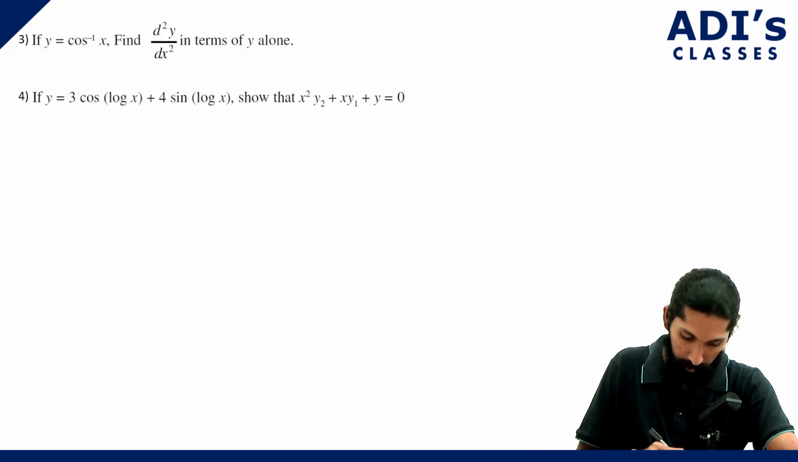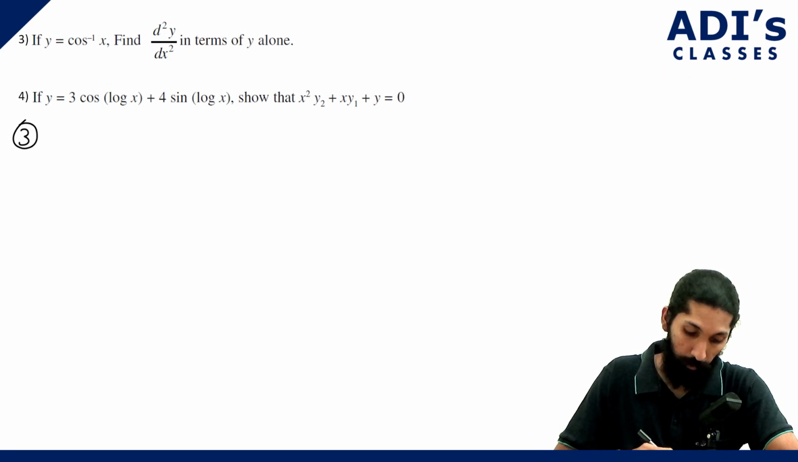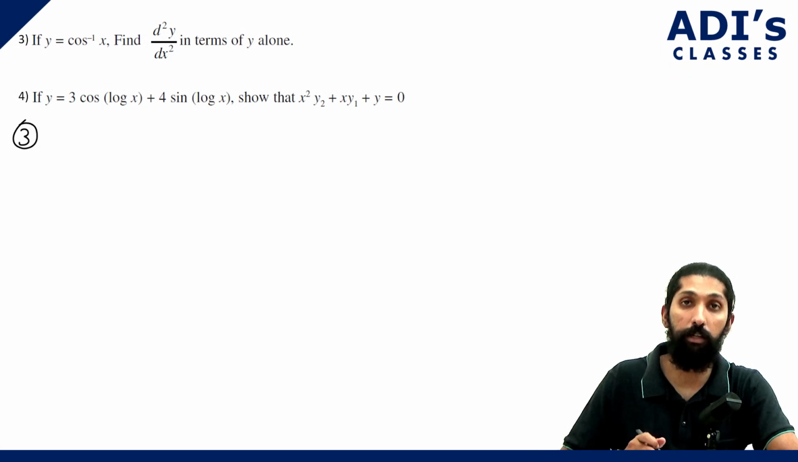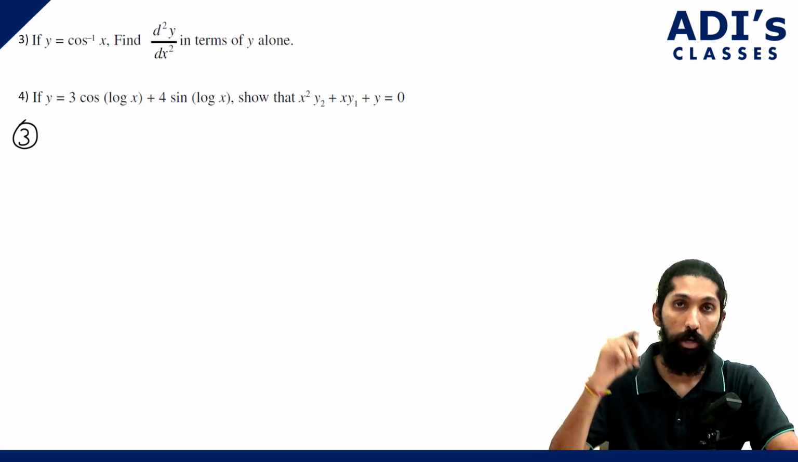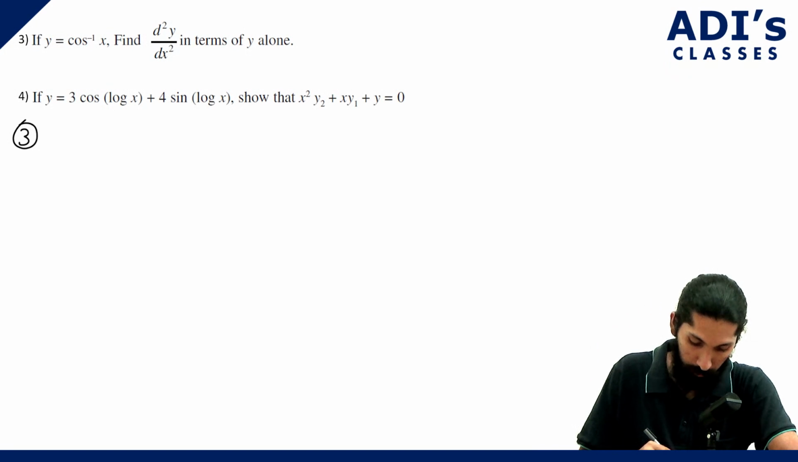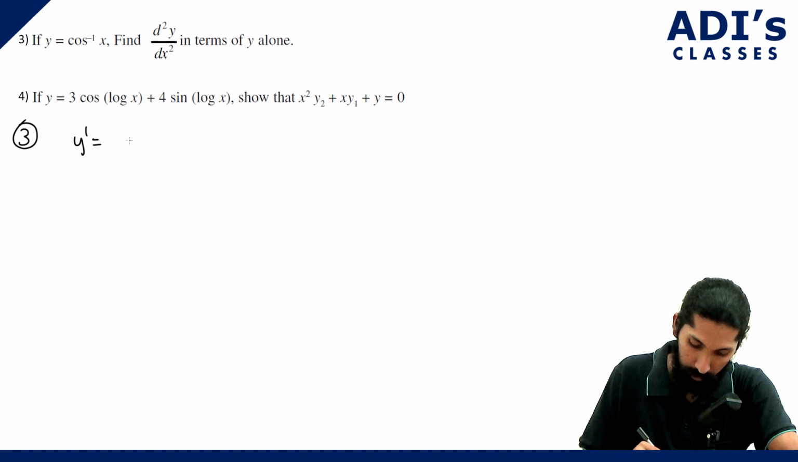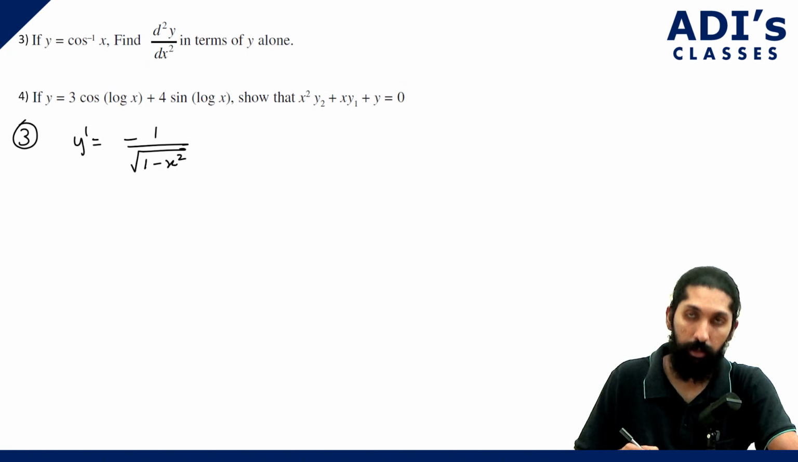See the third one. y is cos inverse x. Find d square y by dx square in terms of y alone. There should be no x term whatsoever. Fine. So what you have is y is cos inverse x. So y dash becomes minus 1 by root 1 minus x square.